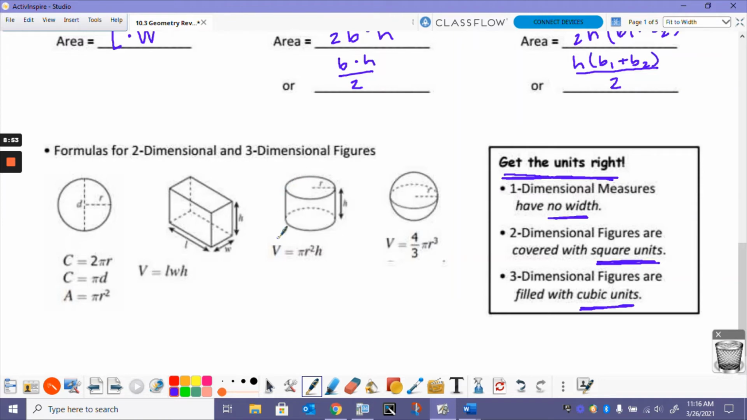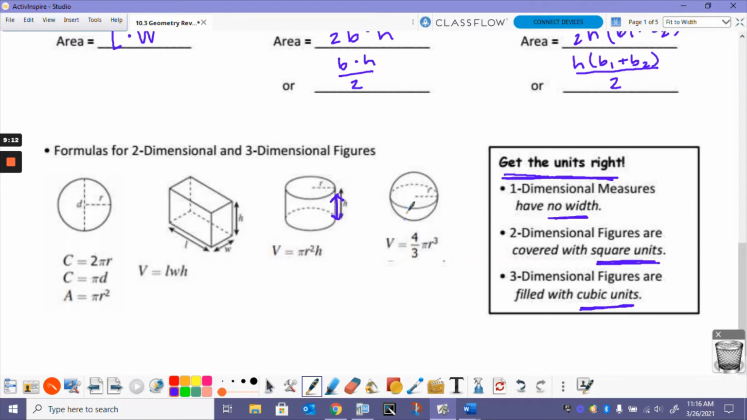So we have the volume of a cylinder, pi r squared, and then what's different about this one as opposed to the circle is we're multiplying it by a height, right? So now we've got that depth that we didn't have when we were dealing with just a circle.